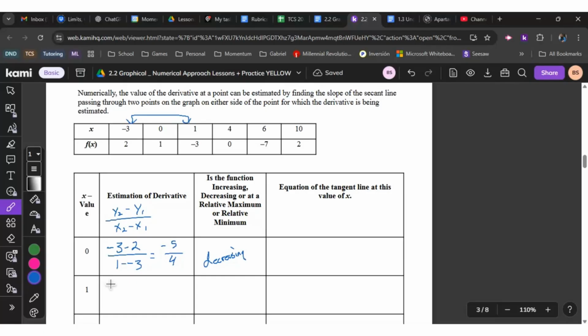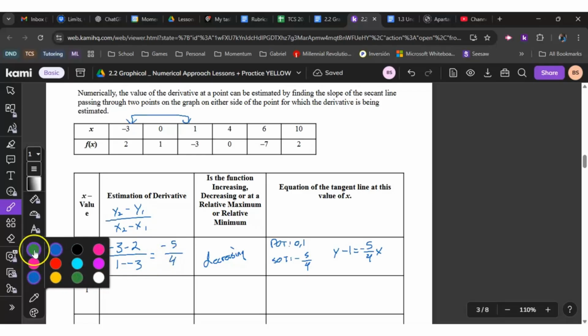And the estimated value of the tangent line? Well, my POT is this middle one here, right? So the POT is going to be the point 0, 1. And the SOT that we just estimated, because it's right there, that's the point that we're estimating. So I'm going to get y minus 1 equals -5/4 x. And that's it, right? Because I don't need to write x minus 0. That's a waste of my time. I don't want to do that.